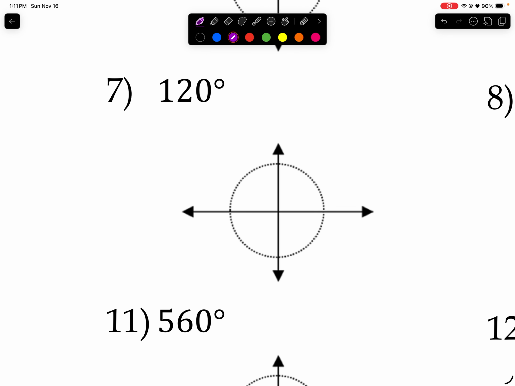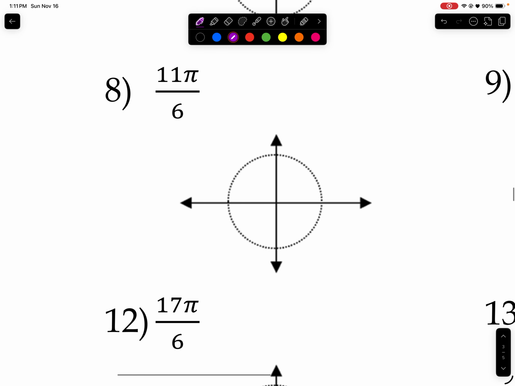All right, so with 120 degrees, this is going to be in quadrant 3. It's going to be a little bit closer to the vertical axis than the horizontal axis. So you're going to draw your angle going counterclockwise. Okay, and then number 8 is 11 pi over 6. That's going to be quadrant 4. It's going to be closer to the x-axis than the y-axis, and it's still positive, so I'm going to draw going counterclockwise.